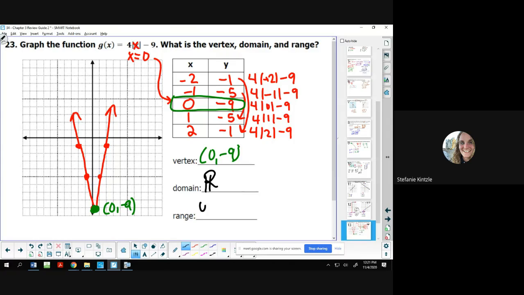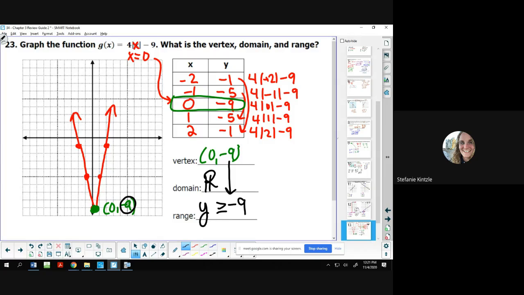Range is talking about your y values. All of your y values are above or below? Above, so greater than or equal to what y value? Negative 9. And it will always be the same y value of your vertex, right? They're all above or below the y value of your vertex. So y is greater than or equal to negative 9.